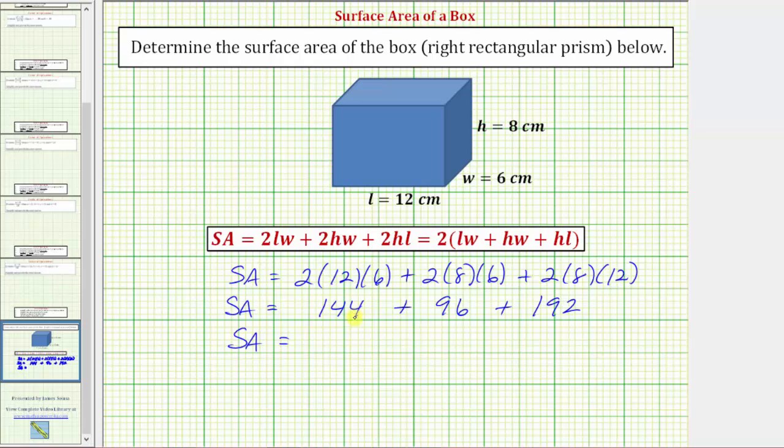And 144 plus 96 plus 192 equals 432. And because each length is given in centimeters, the surface area is 432 square centimeters.